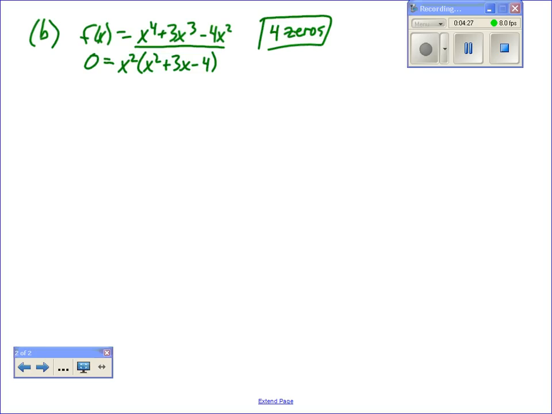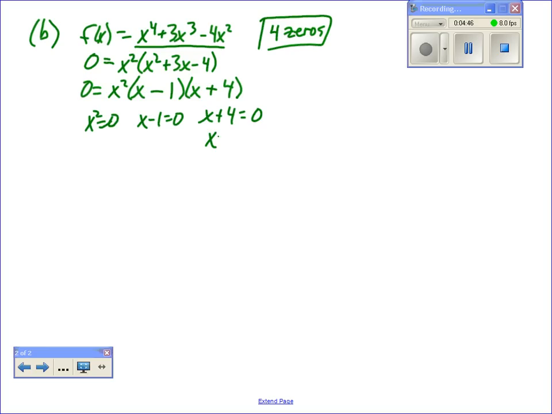And then now I can just go ahead and factor that. Old school. Factors of 4 whose difference is the 3 there, and I say, oh, that's got to be the plus, that's got to be the minus. And then we say x squared equals 0, x minus 1 equals 0, x plus 4 equals 0.